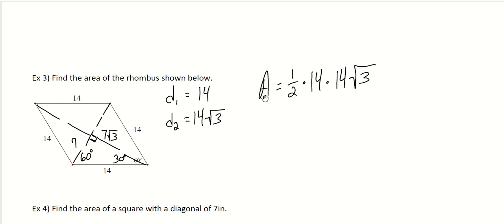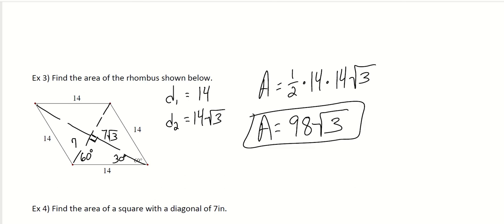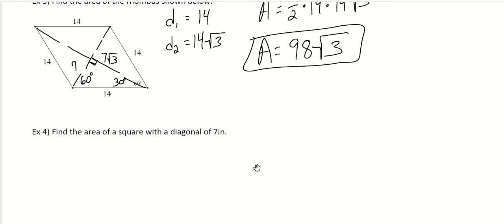That gives us the equation. Area is 1/2 times diagonal 1, 14, times diagonal 2, 14 square root of 3. This is going to be the same thing, which is 98 square root of 3. Both of them take roughly the same amount of work. I mean, neither of them is too complicated. So just choose whichever one you want to work with. All right, finally, try example 4 on your own. Find the area of a square with a diagonal of 7 inches. Pause the video now and try example 4.